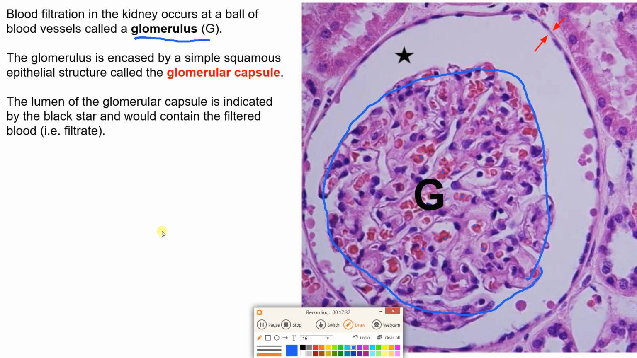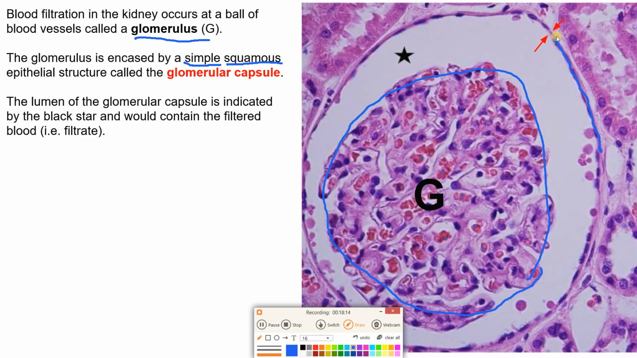So this glomerulus is where we filter our blood. It's the first step in making urine. Notice there is a space, there is a lumen next to it. And then adjacent to that lumen, where the red arrows are, there is an epithelium. And look, I can basically draw a line on it. It is going to be simple, one layer, squamous, flat, right? Simple squamous epithelium. This is actually called the glomerular capsule.